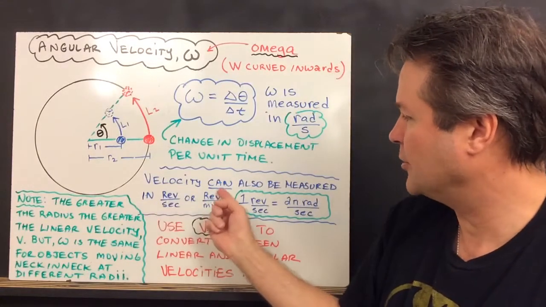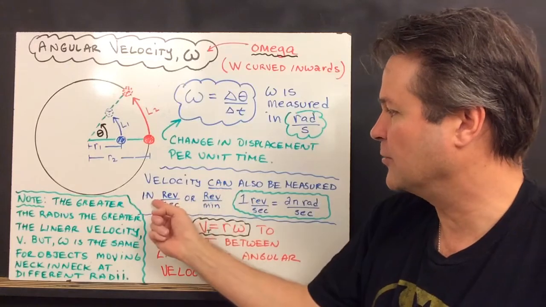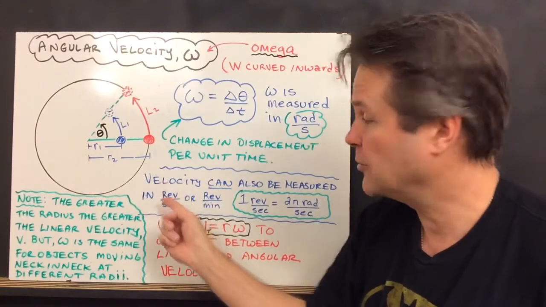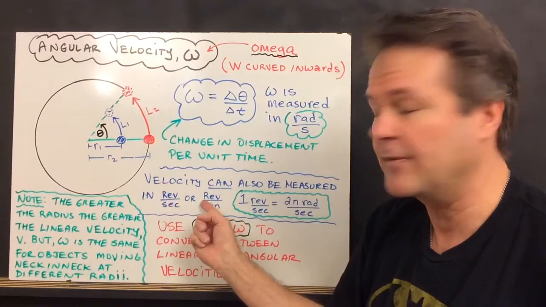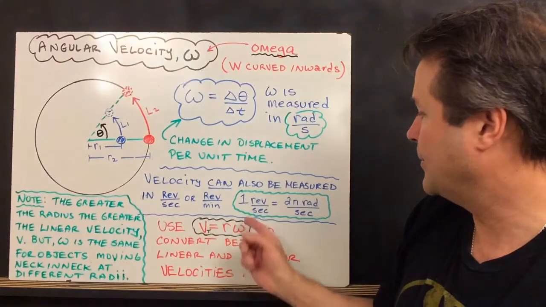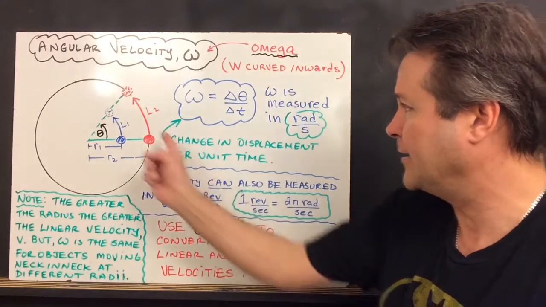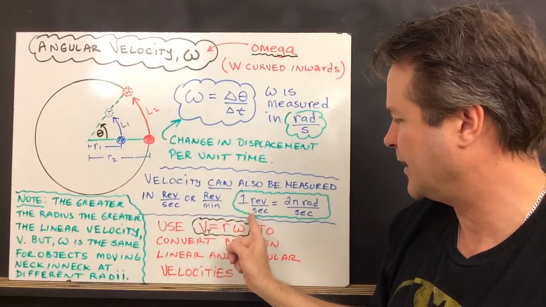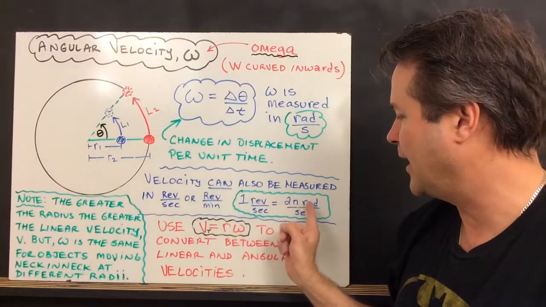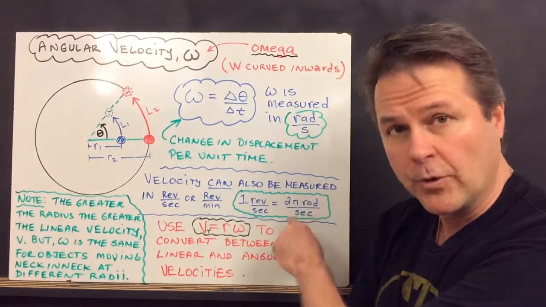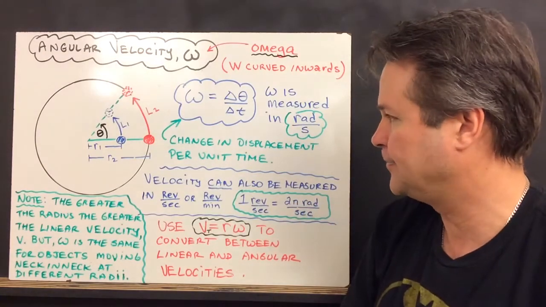Now, velocity can also be measured in revolutions per second. I should note that it's angular velocity measured in revolutions per second or revolutions per minute. You may know that as RPMs. And 1 revolution per second, that means 1 complete circle around, 1 revolution in 1 second, is equal to 2 pi radians per second. So 2 times 3.14 radians per second.